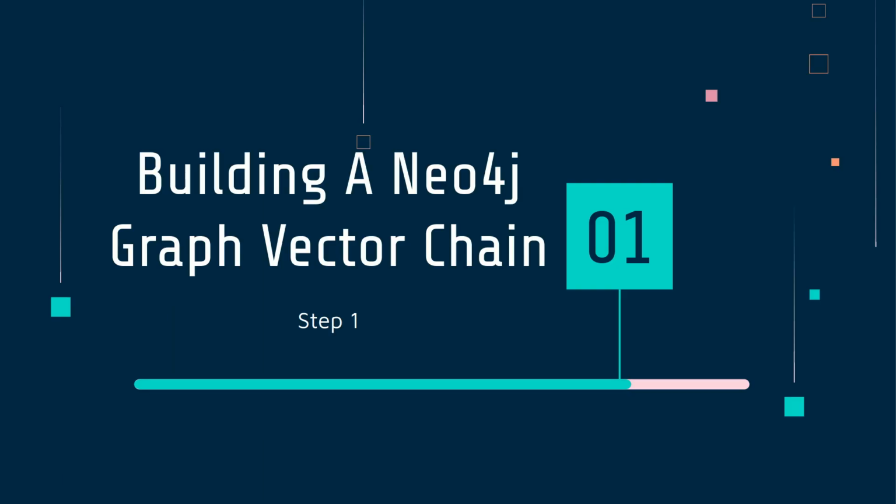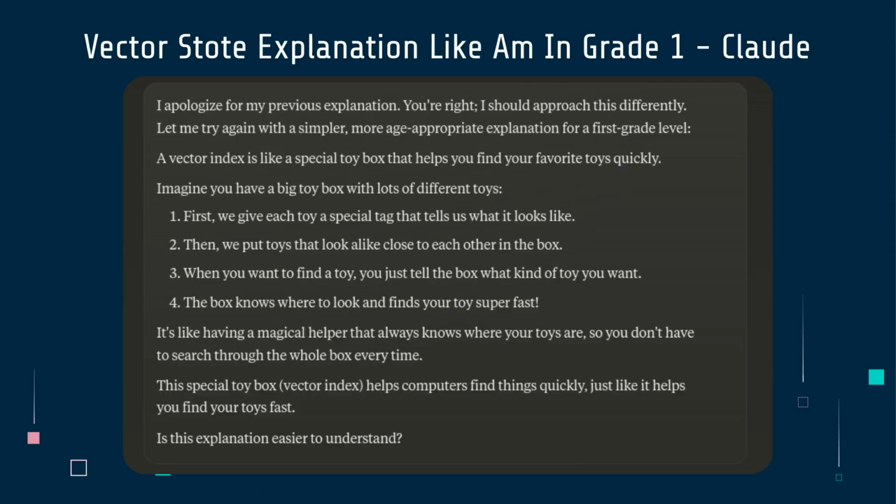The first thing we're going to cover is building a vector chain in Neo4j. I was really thinking, what's the easiest way to explain a vector chain to someone? Because when I was learning what a vector index was, I didn't really get it. So I used Claude and asked a bunch of questions about what a vector store or vector index is. I asked it to explain it to me like I was in grade 1, and this is what it outputted.